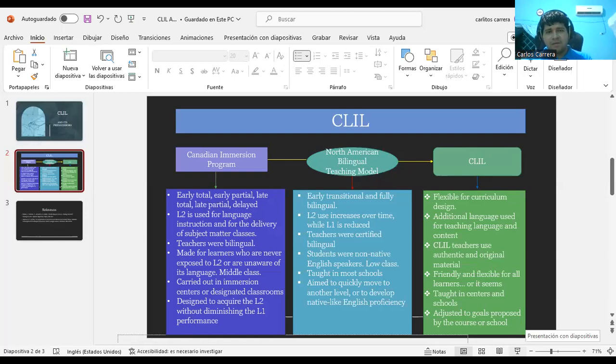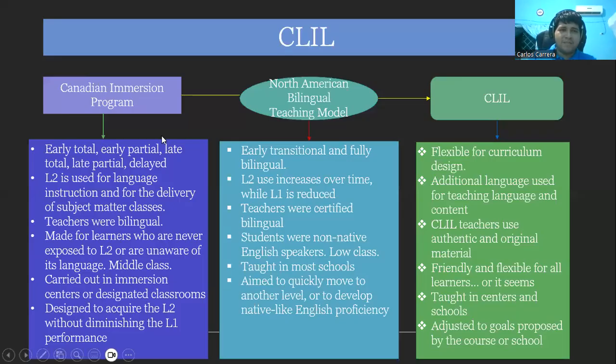So, first we have to talk about the Canadian Immersion Program. It was divided in stages. For example, early total, partial, late total, late partial, or late. These stages were defined by the time or the moment of the application of the program, meaning that if the teacher wanted to apply it in the young stage of the learners, or if they wanted to apply it for, I don't know, advanced learners.